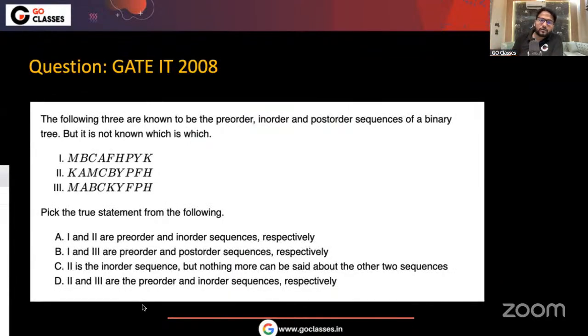Okay. So what they are saying, let's just read it out. The following three are known to be pre-order, in-order and post-order sequences in a binary tree. But it is not known which is which. Okay. See, you know one thing that in pre, post, and in.